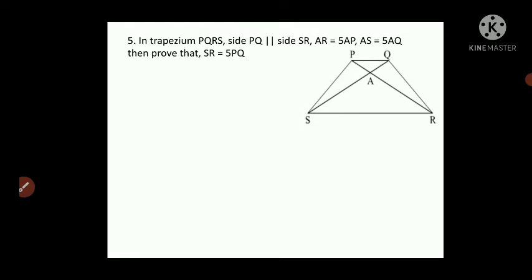Now it is also given that, see, AR is equal to 5 times AP and AS is also equal to 5 times AQ. Now you have to prove that SR is equal to 5 times PQ. So first what we will do, we have to prove that two triangles are similar.